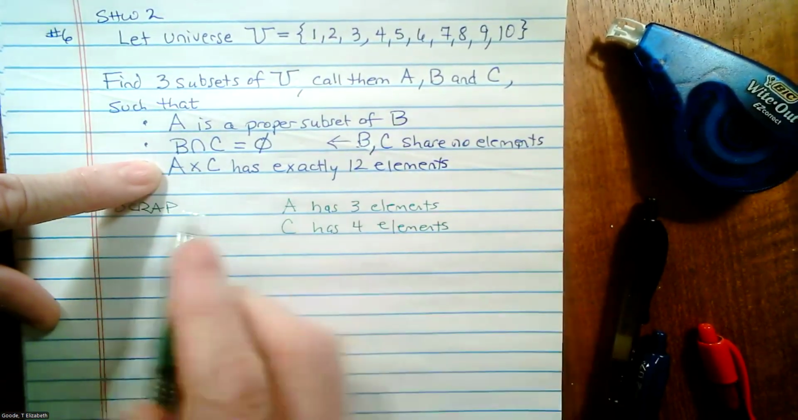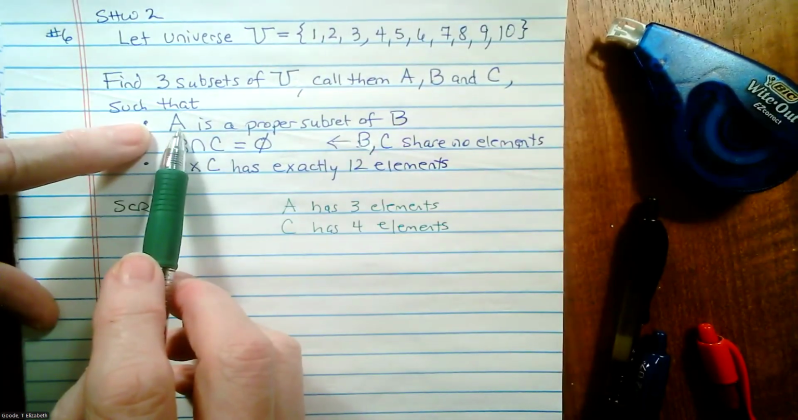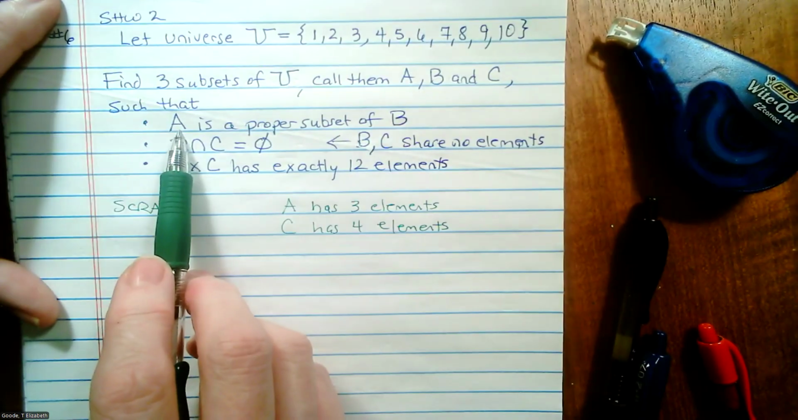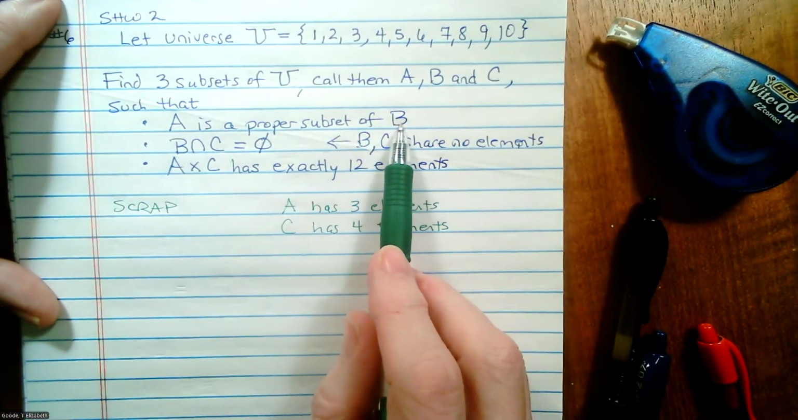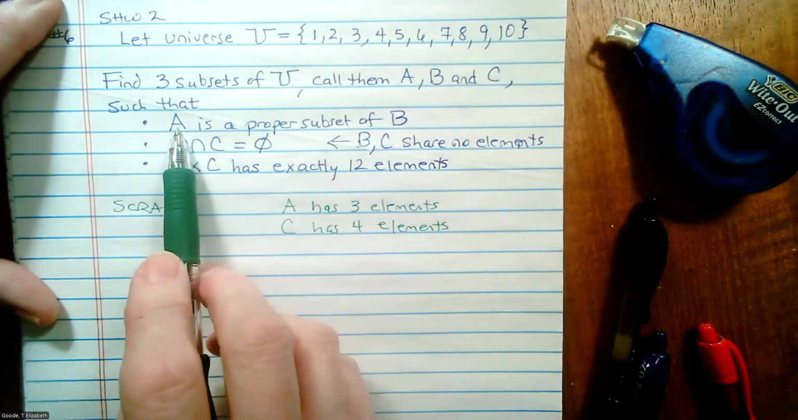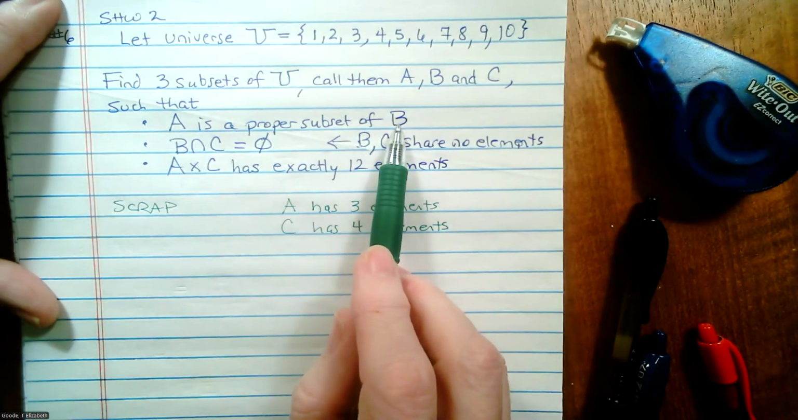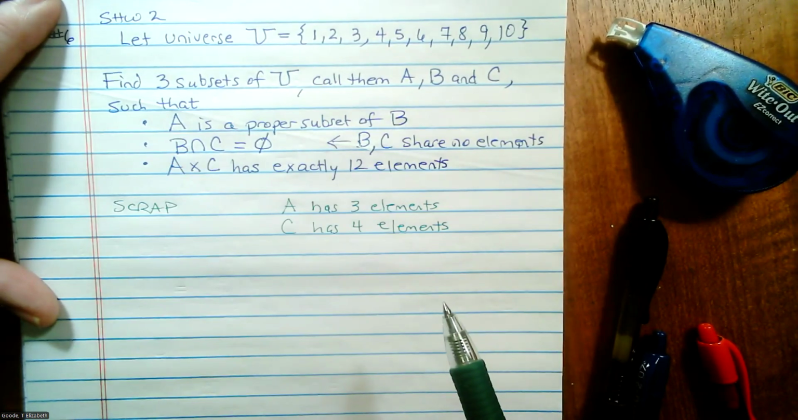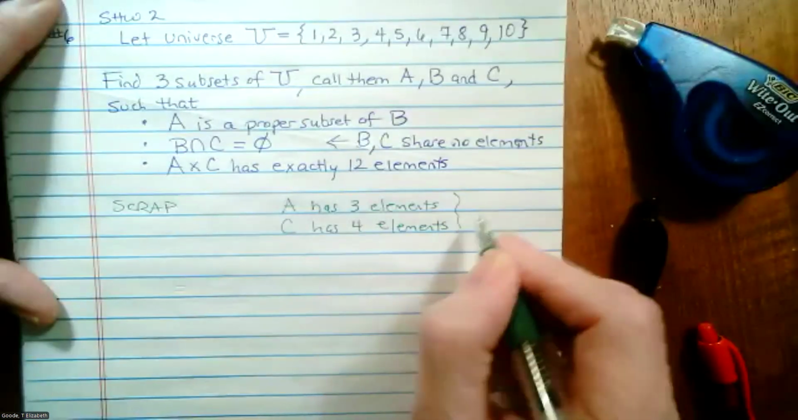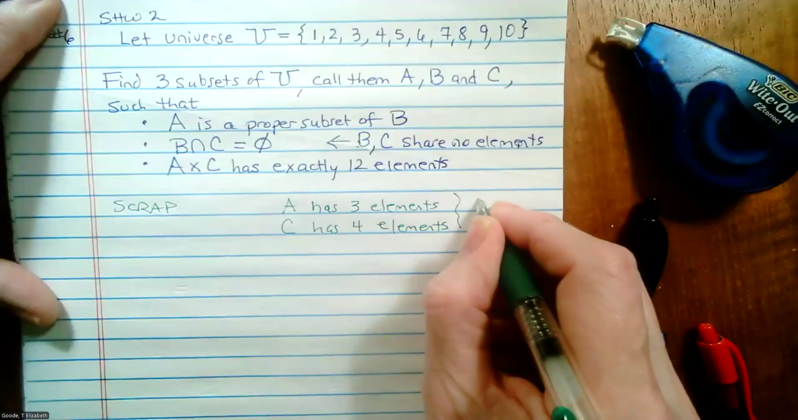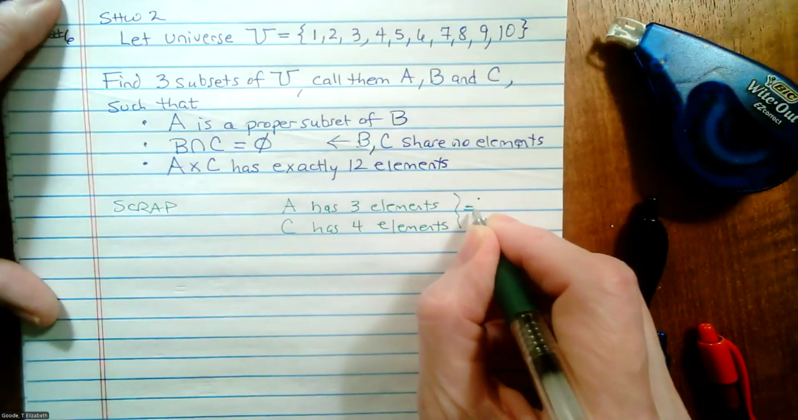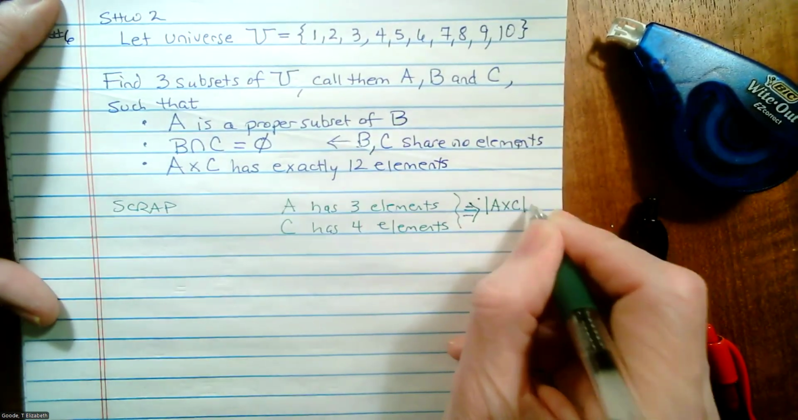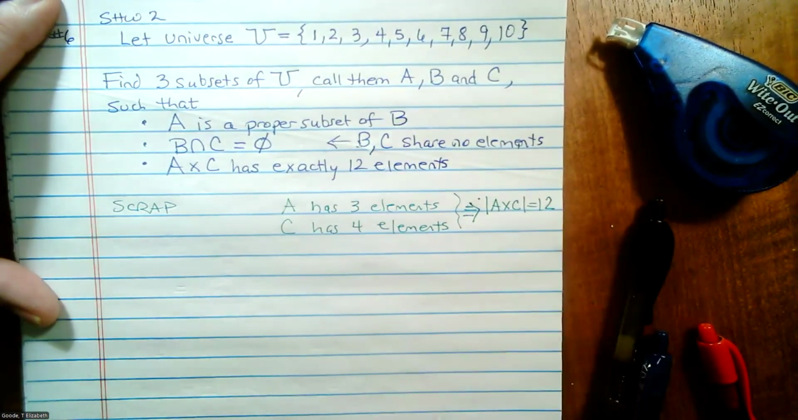Good. Now, when we pick the A and the B that we're constructing, we want to make sure that everything that's in A is also an element of B, right? And we want B to have at least one element that's not in A because we want A to be a proper subset of B, right? And so this means that the size of A cross C would equal 12. Okay, that was important.